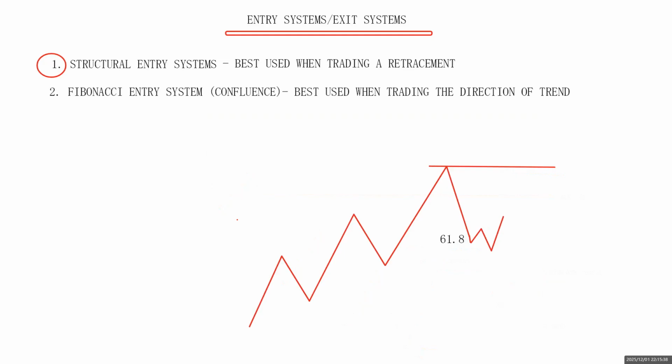Okay, I must wait for a break of structure, then apply any of my entry systems to buy back when it comes to the structural entry. However, when it comes to the Fibonacci entry system, which I call the confluence entry system, at 61.8, I can choose to buy pinpoint at 61.8 and buy back here.